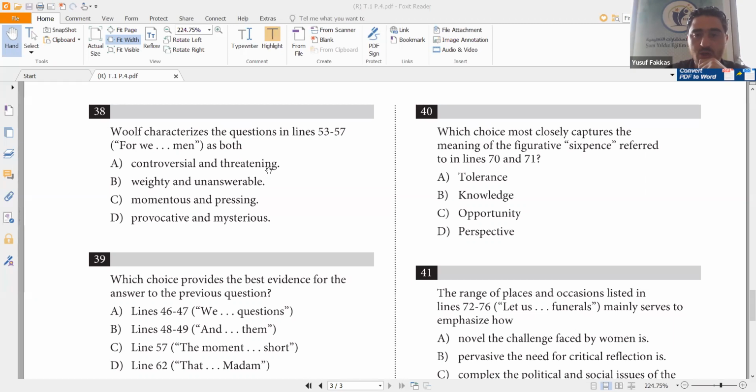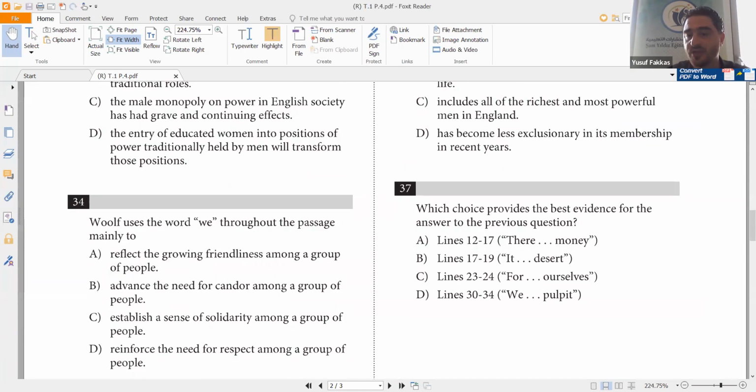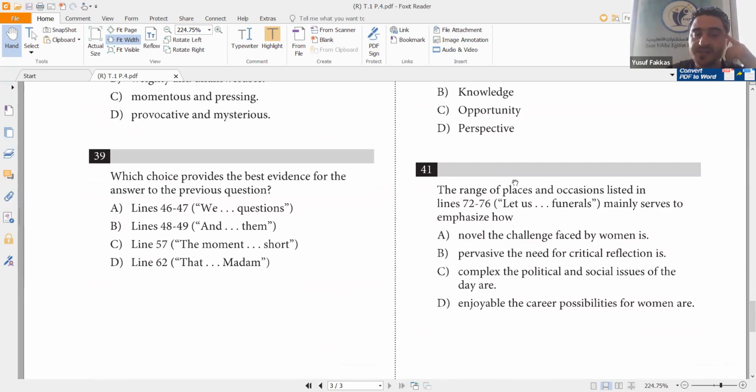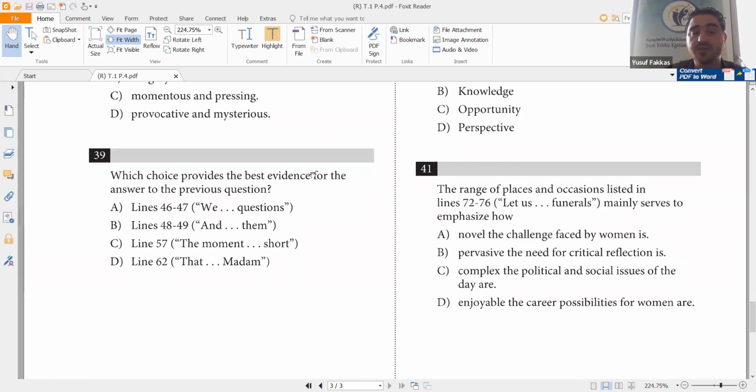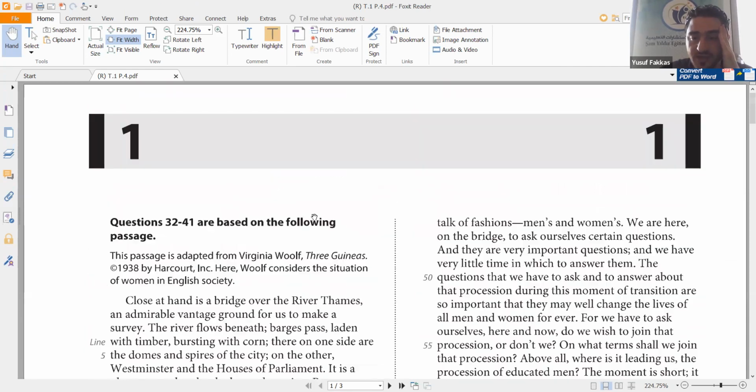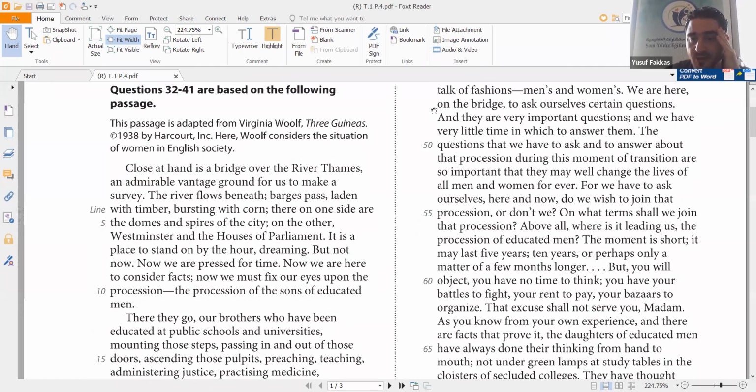So again, because we just chose our lines in 23, 24, that means that all these options can work, right, in evidence. But keep in mind that the questions are in 53 and 57. If we read them again very quickly, remember those questions. For we have to ask ourselves, here and now, number one, do we wish to join that procession? Number two, on what terms shall we join? Number three, where is it leading us? So these are the questions. Now, they're not asking us about the questions themselves. They're asking us how she characterized those questions.